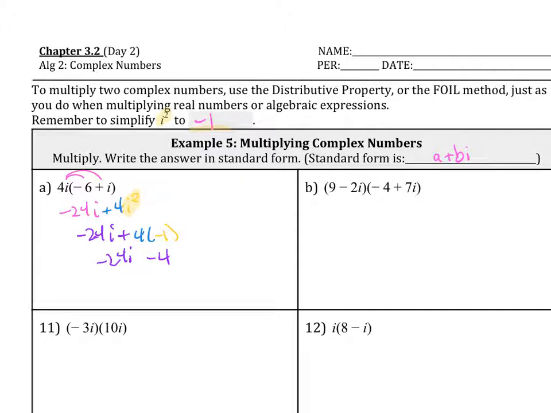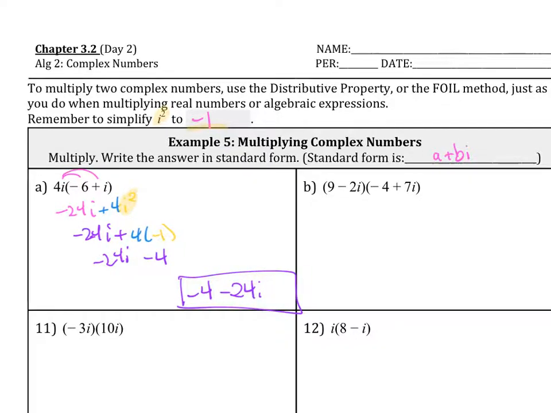And then we have our -24i. So we have to write it in standard form. So therefore, -4 goes in the front and -24i is in the back. So let's try letter B.